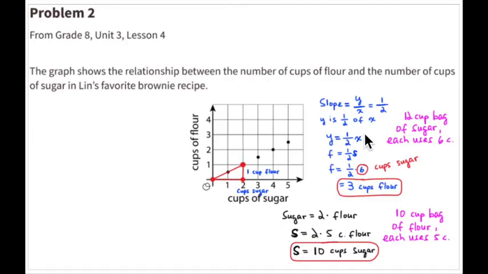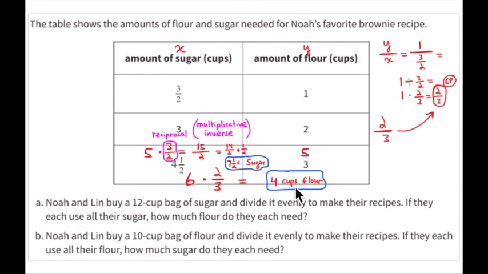It's useful in this case to use the equation. So for 6 cups of sugar, she uses half that amount for the number of cups of flour. So the number of cups of flour, y, is equal to half the amount of sugar. 6 cups of sugar, half of 6 is 3 cups of flour. So 3 cups of flour, 4 cups of flour.